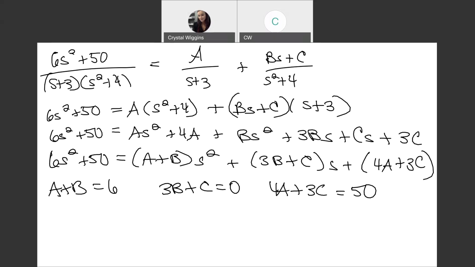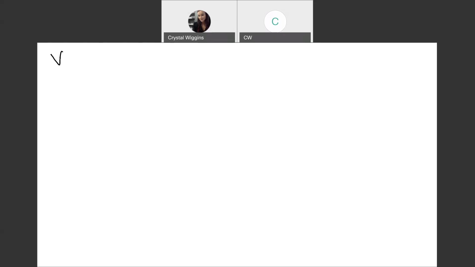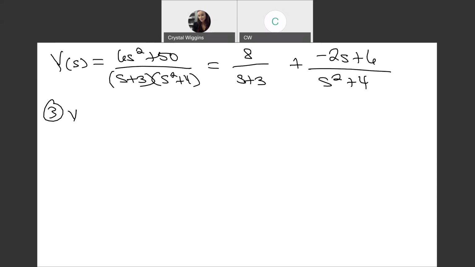Now you put that into your calculator or Wolfram Alpha with the solve command. And what comes out is that A is 8, B is -2, and C is 6. So we replace that back into this equation here with A as 8, B as -2 and C as 6. Okay, let's write that out. So we now have that y of s is equal to 6s squared plus 50 over s plus 3 times s squared plus 4, which we have broken down into 8 over s plus 3 plus -2s plus 6 over s squared plus 4.